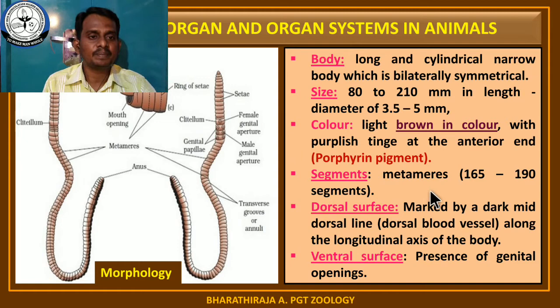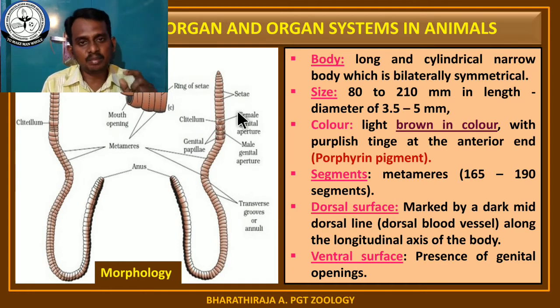Total number of segments: there are 165 to 190. Minimum 165 segments, maximum 190 segments இருப்பாங்க. These segments are called metameres, metamerically segmented, because all the segments are equal in size. All the segments have the same type of organs, that is called metameres. ஒரே மாதிரி சைஸில் more or less similar function பண்ணக்கூடிய segment பேர் metameric segmentation. This is a peculiar character of an earthworm.